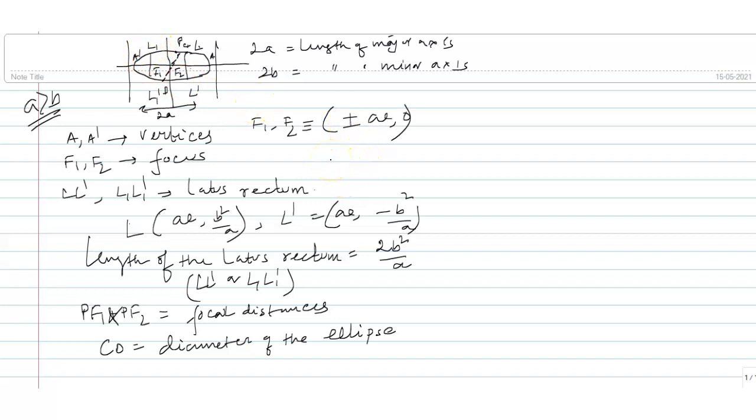This is the diameter, and if we draw a perpendicular from that P towards F2, then that will be the double ordinate. I will be discussing that in the later part, right?